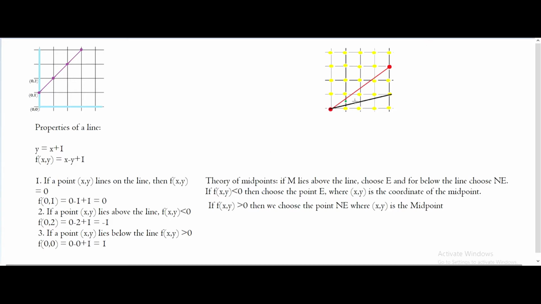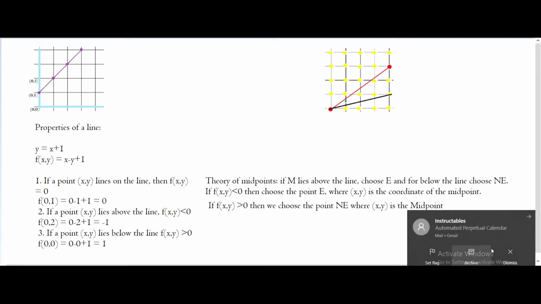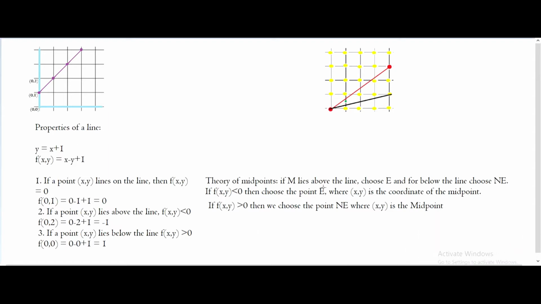Okay, so now what we're going to do is, you do remember our theory of midpoints, which we just discussed a few minutes before. We're going to relate this to the properties of a line. So according to our theory of midpoints, if the midpoint lies above the line, then we choose E. Alright, so if our midpoint here, represented in green, lies above the line, for example the black line here, we choose the coordinate E. And why do we choose this coordinate E? Because the line is closer to this pixel than it is to the pixel above it. Okay?